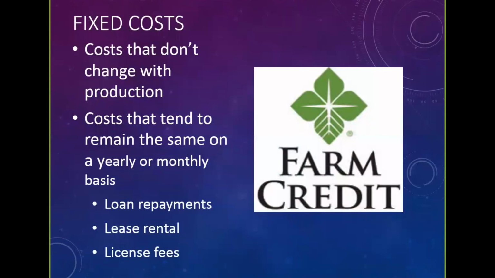So now we're going to talk about fixed costs. Fixed costs don't change with your production. So it doesn't matter if you produce one catfish or 1,000,000 catfish, you still have to pay the same loan amount back to the bank. So things like loan payments, lease payments, licensing fees, those types of things tend to be fairly consistent over time, and don't change a whole lot. So therefore they're fixed.